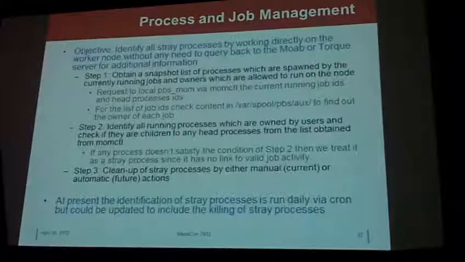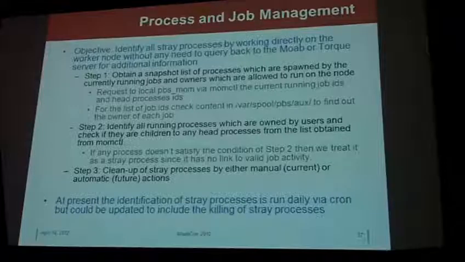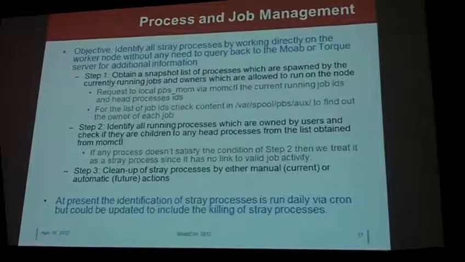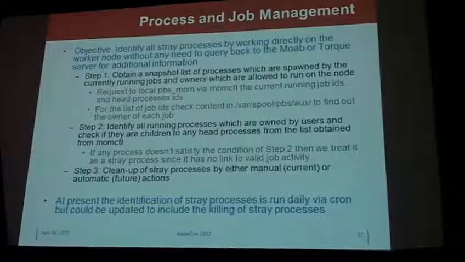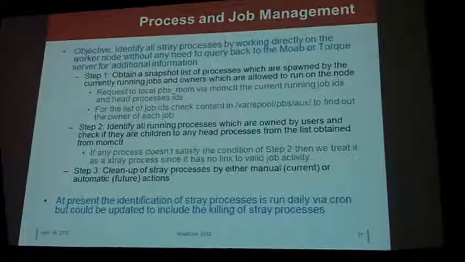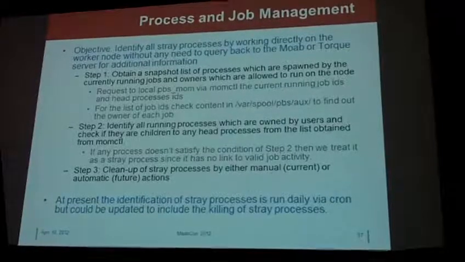So for that, we actually identify all the stray processes directly again on the worker node without going back to the server. So we get a snapshot of all the processes, again, looking through the output from MOM control. We get the list of the processes, the heads of the process trees, and the full set of children processes that are running on the nodes that can be attributed to the node from a Torque perspective. As part of the second step, then, we look at the full list of all user processes on nodes, and we look for any mismatches.